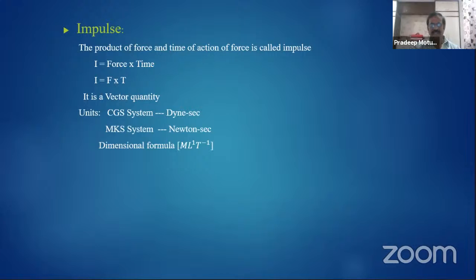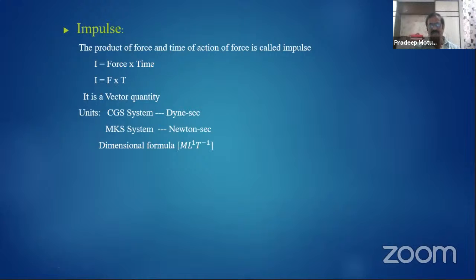What are the units in CGS system? Force is measured in terms of dynes and time is in terms of seconds, so it has units in CGS system as dyne second. Similarly, in MKS system, force is measured in terms of Newton and time is measured in seconds, so its units are Newton second.